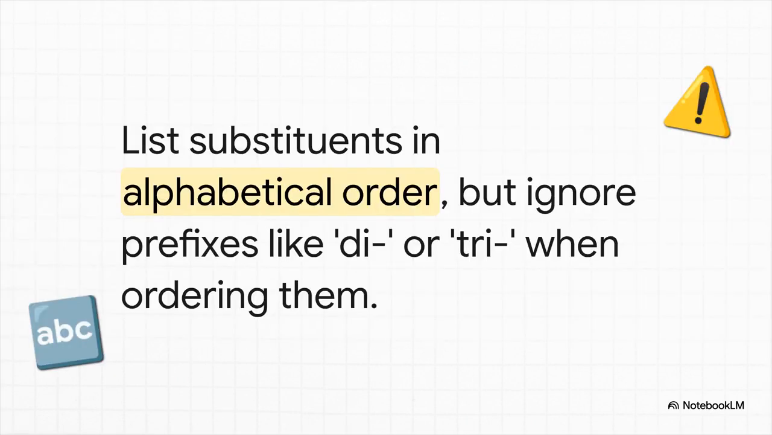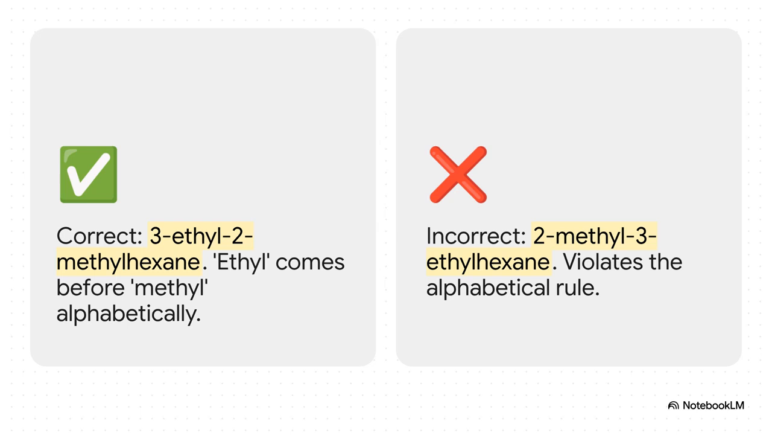Now here is the crucial point. When you have different kinds of branches, you list them alphabetically. And here's the tricky part that gets everybody. You alphabetize based on the branch name itself, so ethyl or methyl, and you completely ignore those prefixes like di or tri. And this brings us right back to our original puzzle. The correct name is 3-ethyl-2-methylhexane. So why is that? It's simple. Ethyl starts with an E, and methyl starts with an M. E comes before M in the alphabet, so ethyl gets listed first in the name, even though its location number 3 is higher than 2.